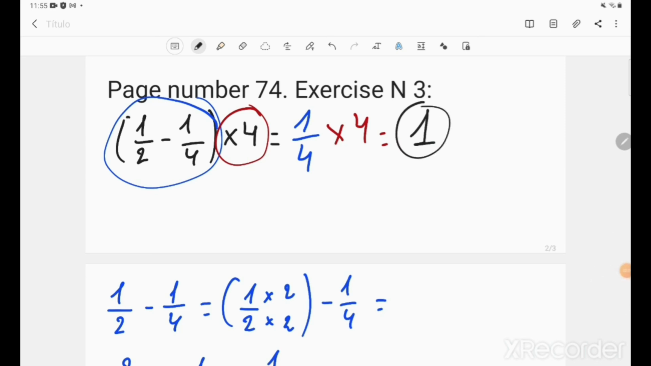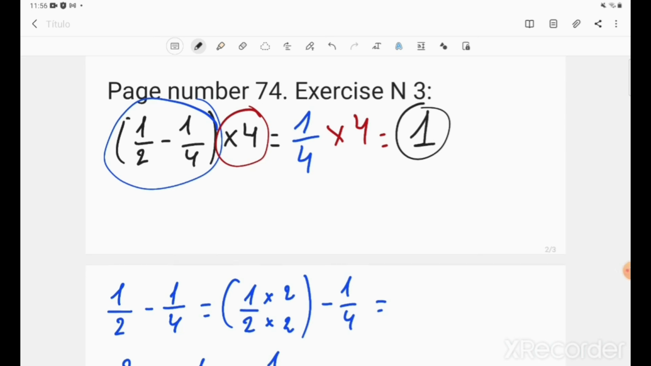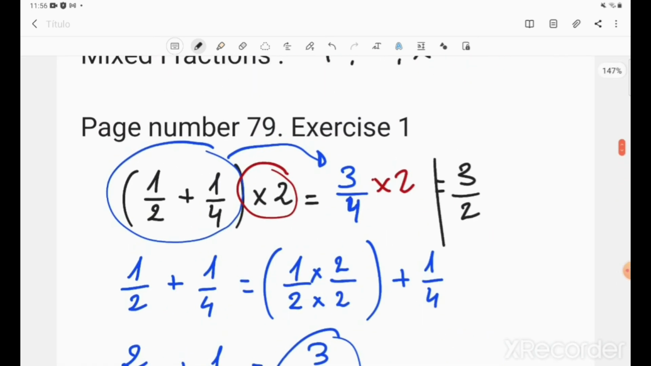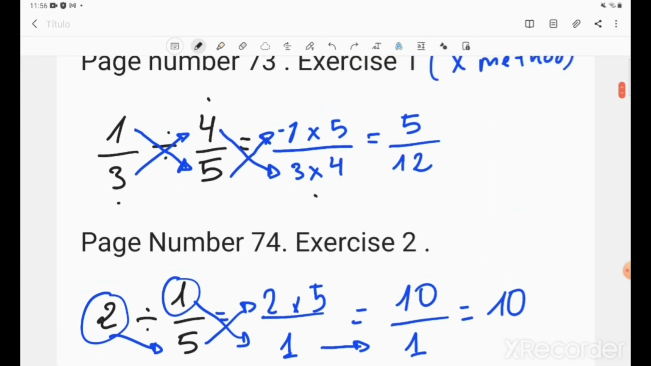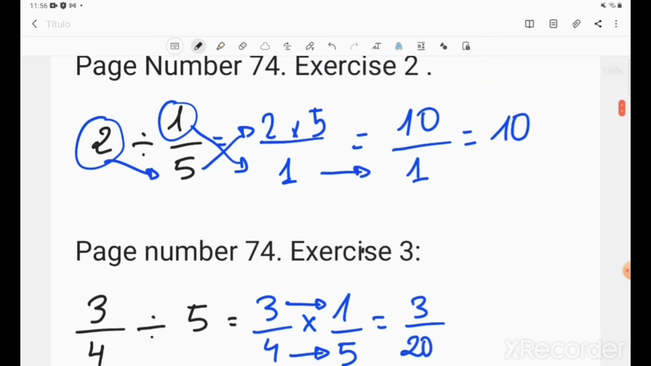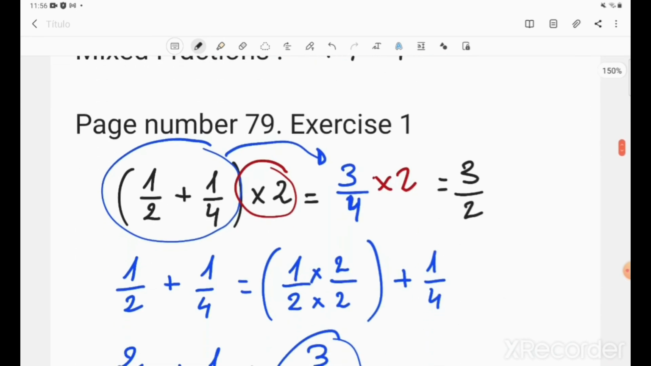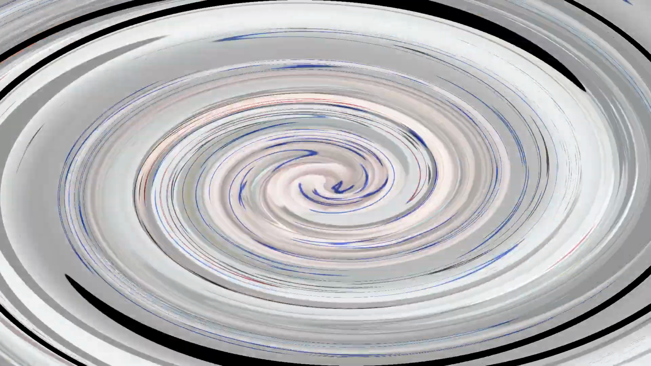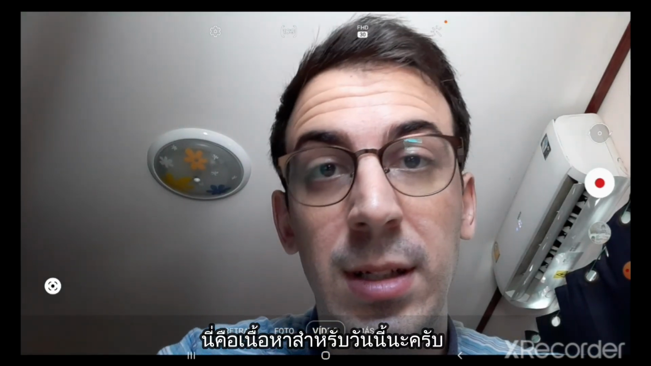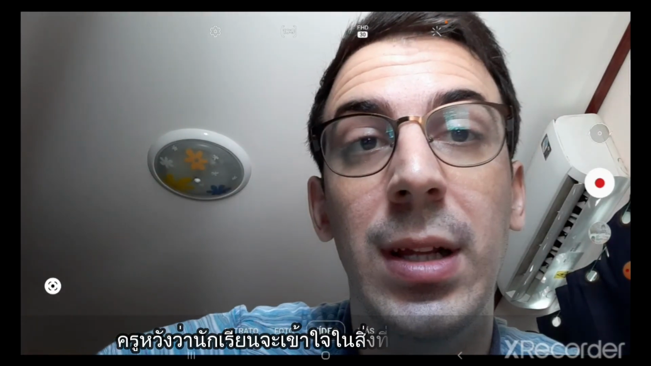Perfect. So these are the examples I wanted to give you. We have learned how to do divisions between fractions and whole numbers, and we have learned how to solve mixed fraction operations, with addition, subtraction, and multiplication. So this is all for this class. I hope you could learn something with me.